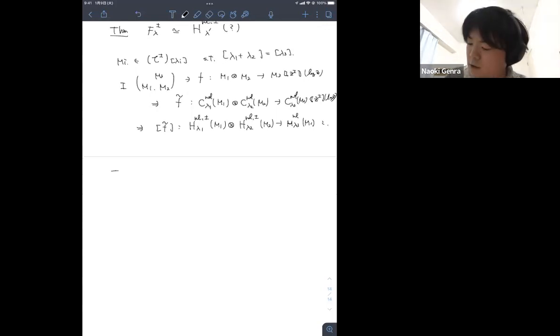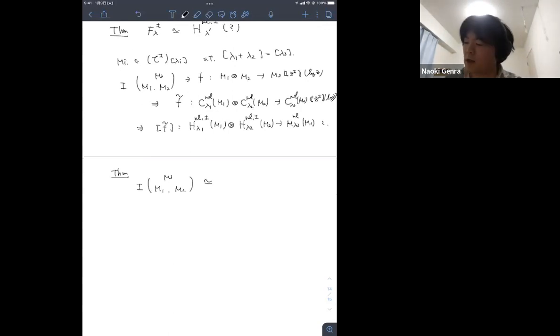The theorem is that there exists an isomorphism. This relative semi-infinite cohomology functor induces an isomorphism between the spaces of intertwining operators.